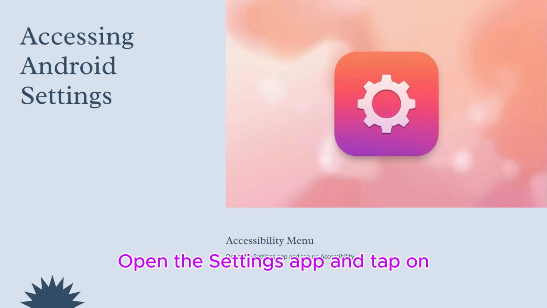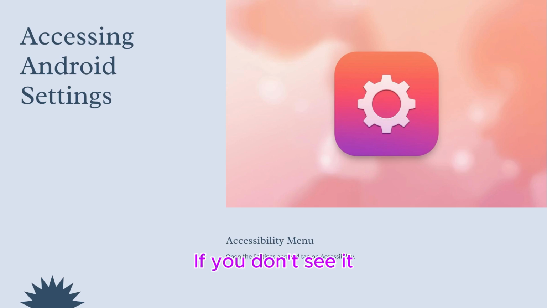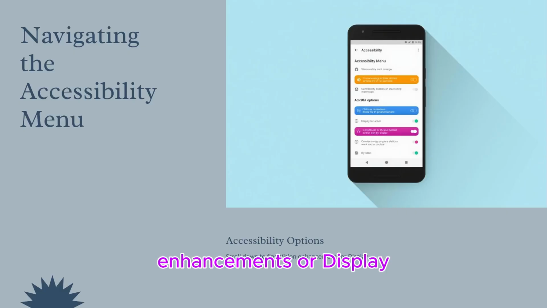Open the Settings app and tap on Accessibility. If you don't see it, look in Additional Settings. In the Accessibility menu, scroll to find Vision Enhancements or Display. Tap on Color Correction on some Samsung phones.